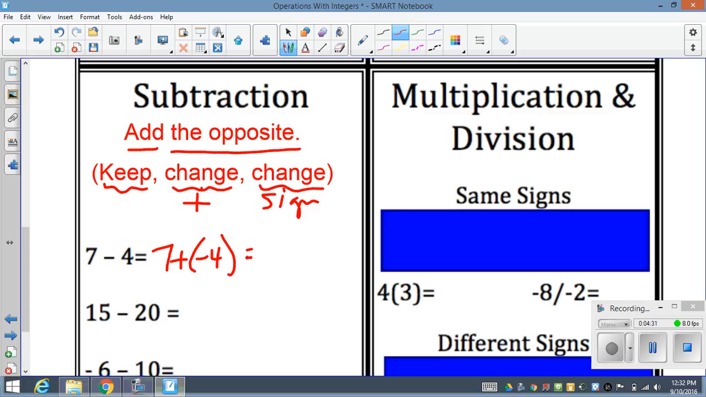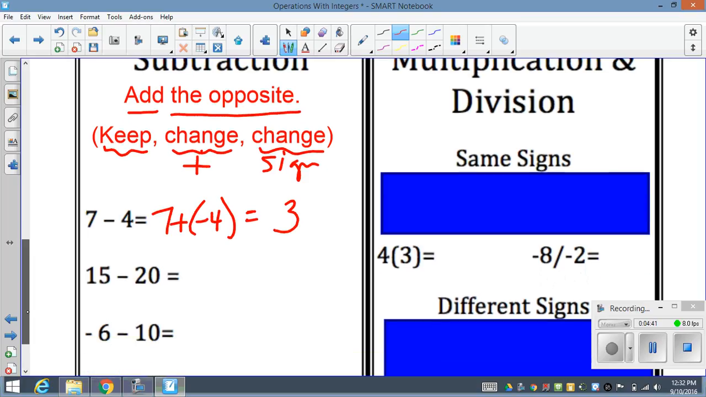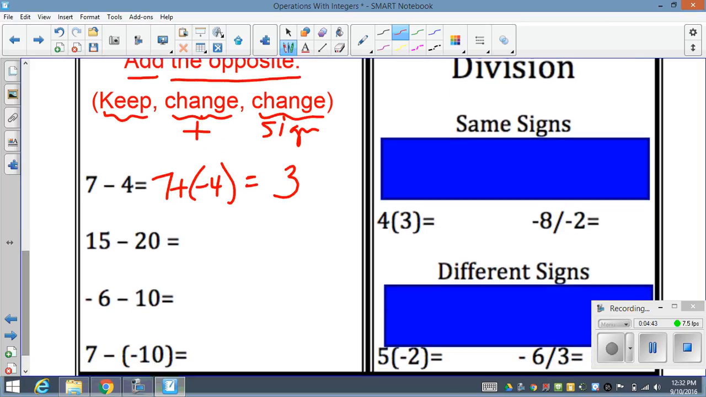Now I go back to my addition rules. Signs are different, so I subtract and keep the sign of the larger. So 3. We knew that one though. All right, 15 minus 20. Again, we're going to change it so that it's 15 plus a negative 20. Now I'm adding, and my signs are different, so I'm going to subtract. 20 minus 15 is 5, and keep the sign of the larger.